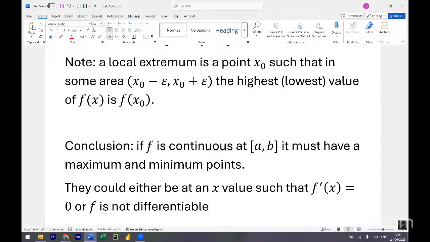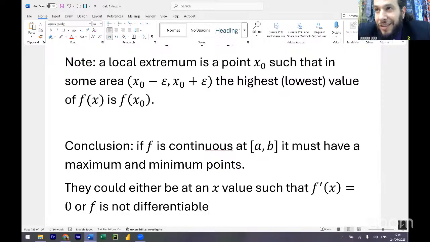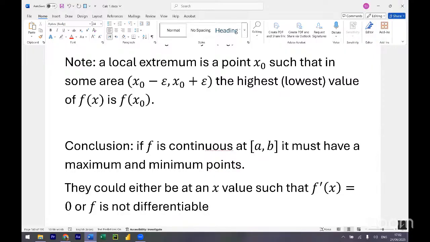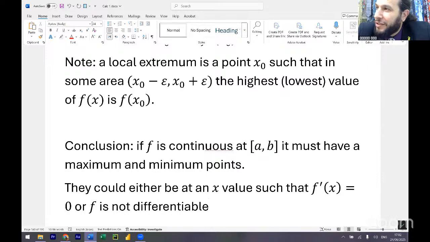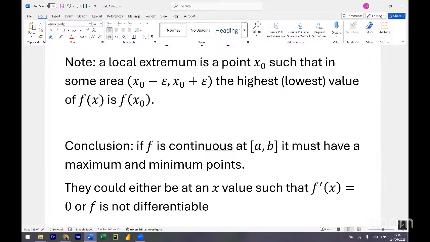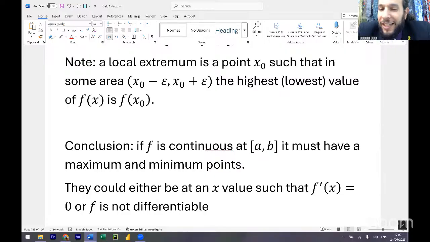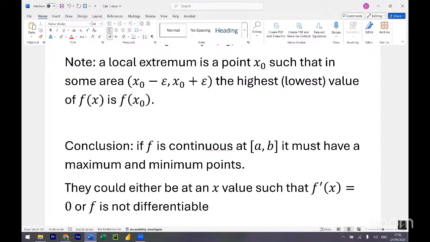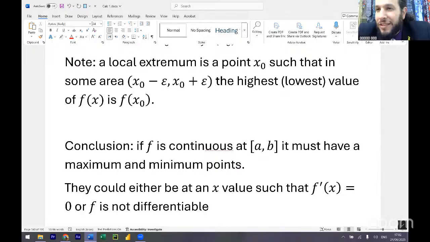Which function do you know is not differentiable yet is continuous? The third root of x or something? Well, that's true. Which is the simpler one, though? Absolute value, yeah, absolute value.